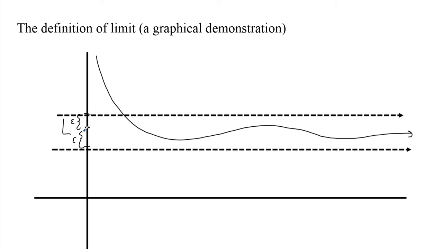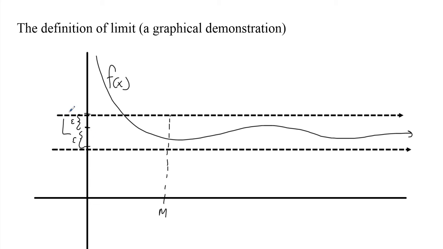But if there is a limit, then we know that there is some value M that is greater than 0, that no matter what M I pick, you know what, I'm just going to draw it like this, is that from this point on, no matter what happens, the function f of x, this curve, is going to stay between those two epsilons. It's never going to go past it.